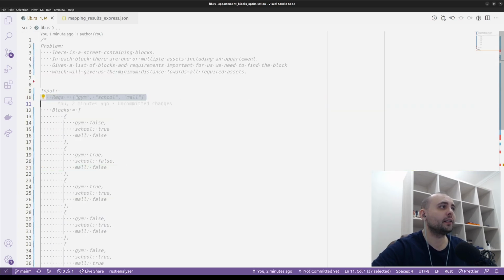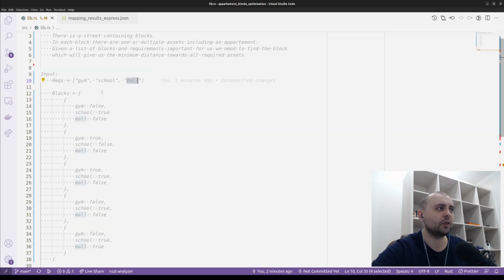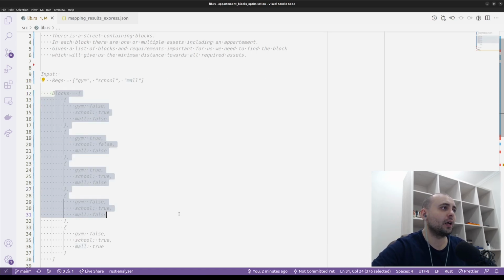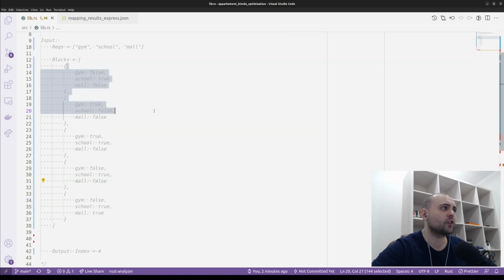So what do we have here? The inputs for our problem will be a list of requirements. So we have a gym, a school, and a mall. In the original video, it was used as store. I tend to rewrite it to be a mall to be clearer to draw the algorithm. You'll see it just in a moment. So we have the list of blocks in the form of JSON structure.